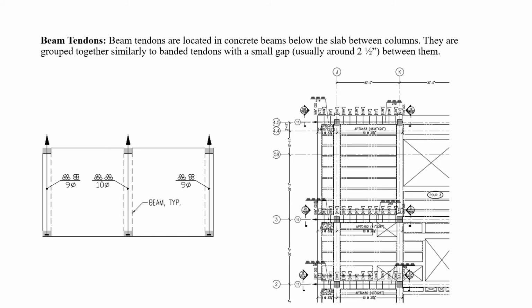Beam tendons are located in concrete beams below the slab between columns. They are grouped together similarly to banded tendons, with a small gap, usually around 2.5 inches, between them.